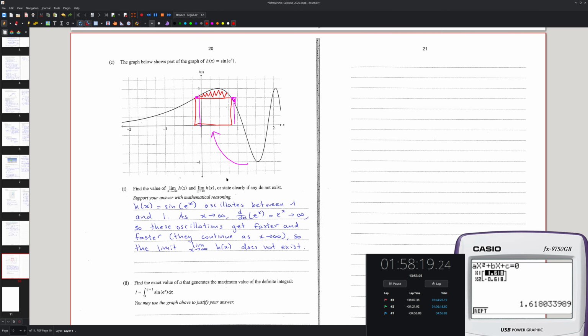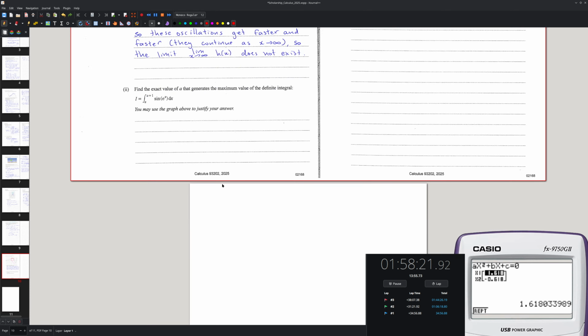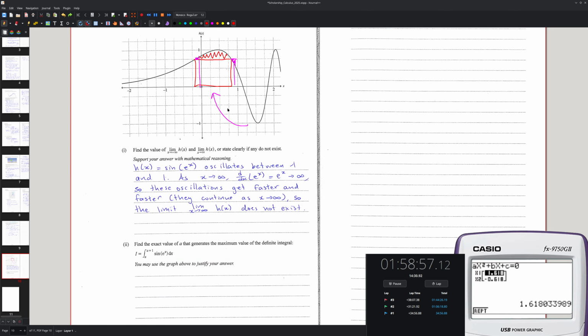Now, I don't know if it's possible to find the integral of sine of e of x. You cannot integrate by parts, right? Sorry, not integrate, but I'm pretty sure u sub is just hopeless, right? Because you have this e of x. What are you gonna do about it?